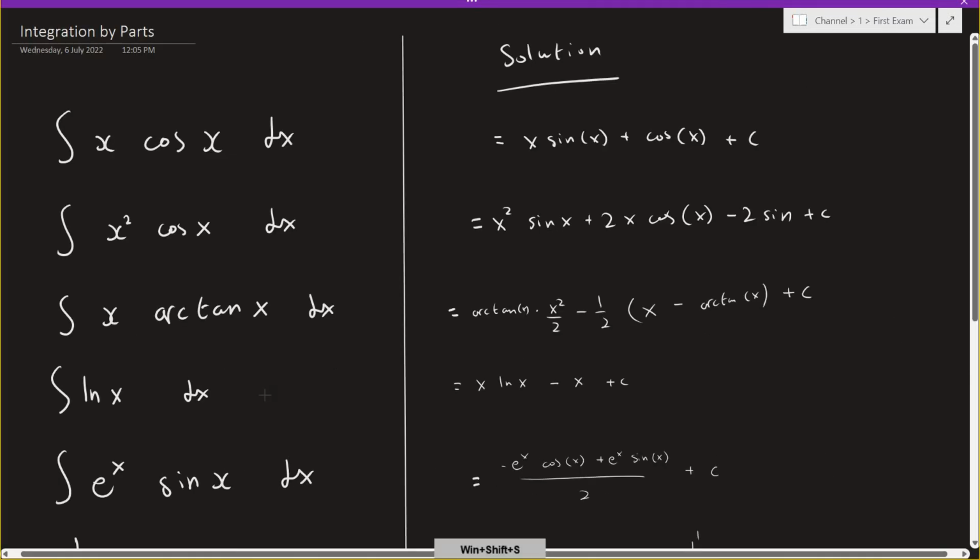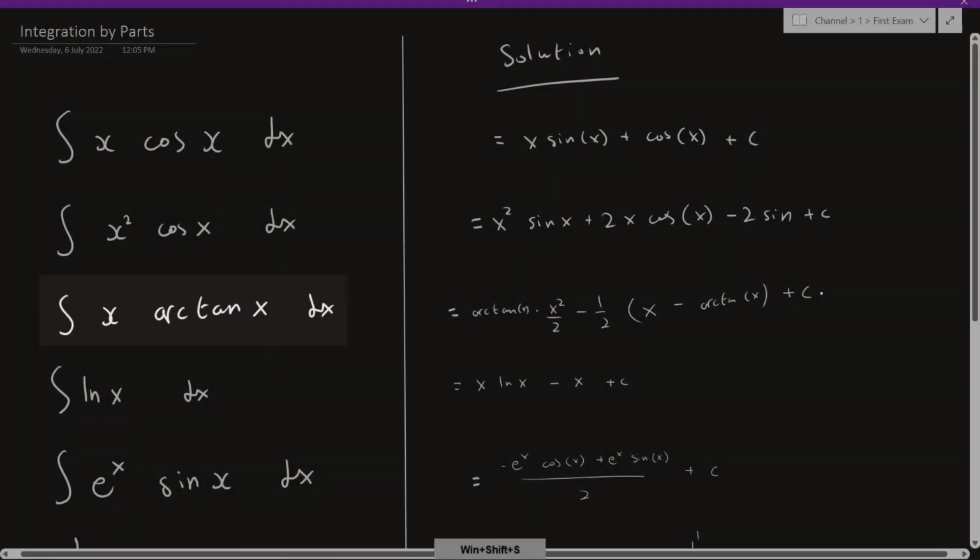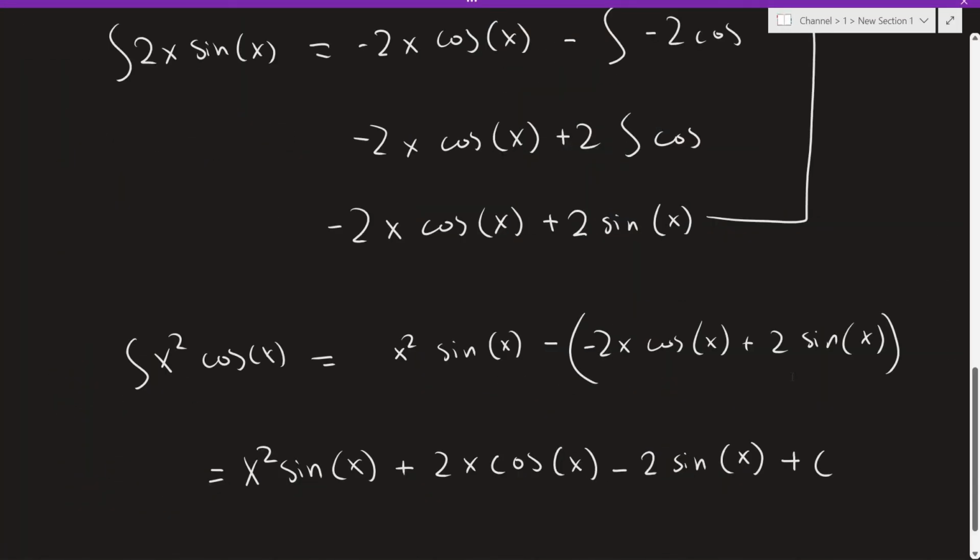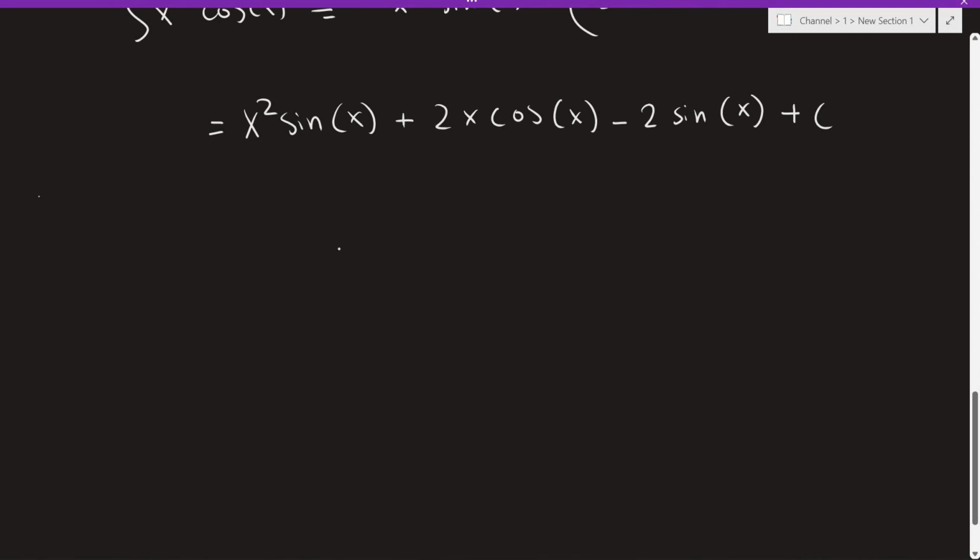All right, next question. x arctangent x is a very interesting question. Remember when I told you that sometimes we have to switch between u and v prime? So what we usually do is u is equal to x and v prime is equal to arctangent. But when we think about it, it's really hard to find the integration of arctangent. But it's easy to find the integration of x, which is just x squared over 2. So what we're going to do is switch. u will be arctangent, while v prime will be x.